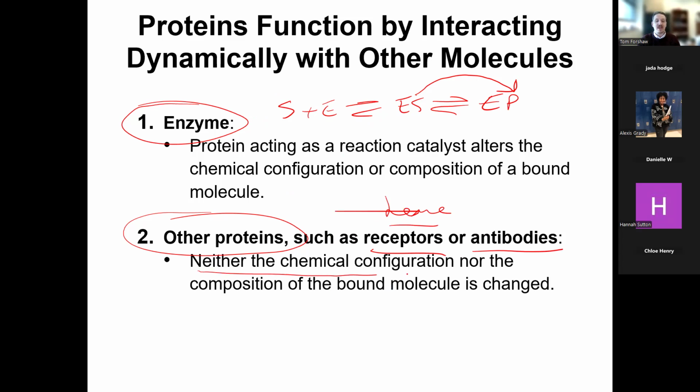So neither the chemical configuration nor composition of the bound molecule is changed. They don't change. Whereas with enzymes that catalyze a reaction, it changes. So that's the difference. Enzymes is what we're going to cover later.